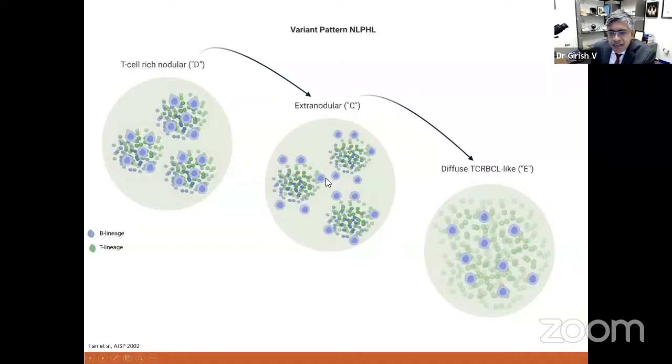Yeah, when the green T cells are in, the cells come outside and at the edge. So that's called pattern C. And then at some point, there are so many T cells that coalesce totally, and it just becomes a sea of T cells with scattered large cells. And this pretty much looks like your T cell rich large B cell lymphoma that Dr. Jaya showed us. Yeah. So this was very nice and elegant patterns that they showed.